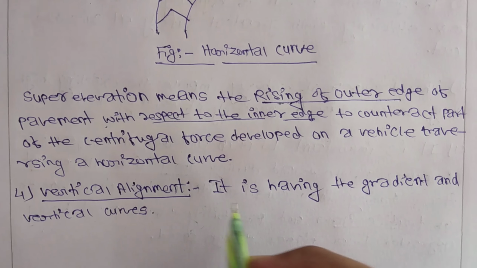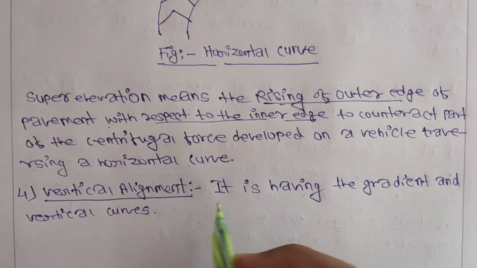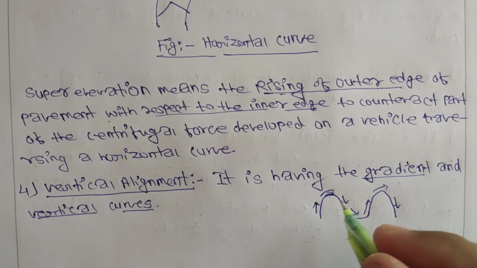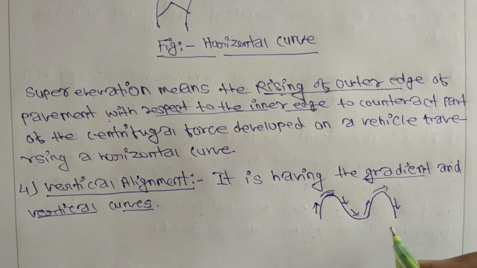So in this vertical alignment, it is having the gradient and vertical curves. So let me draw the figure for better understanding. So this is the curve area, you can say topographic. This is the vehicles moving indications. So in this case, the peak point should not be more on the vertical alignment.